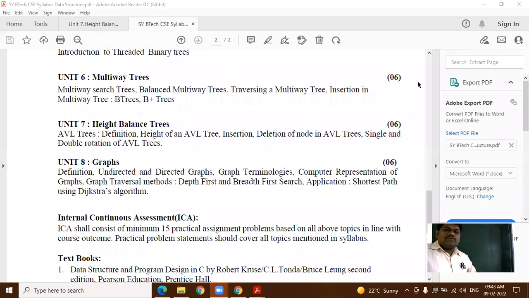So today we will complete the topic we have already discussed yesterday. We started unit 6, right? So multi-way trees.